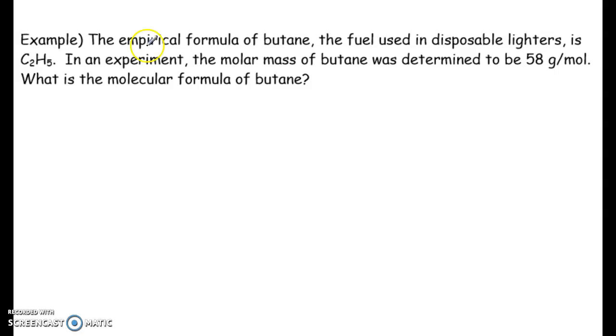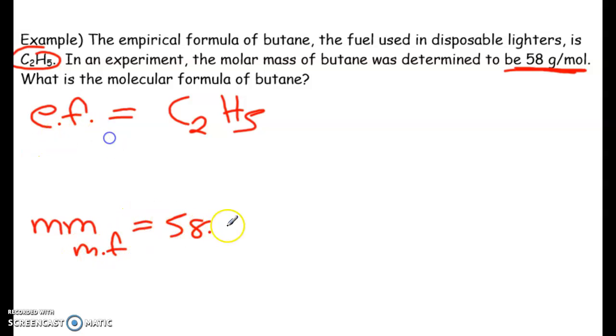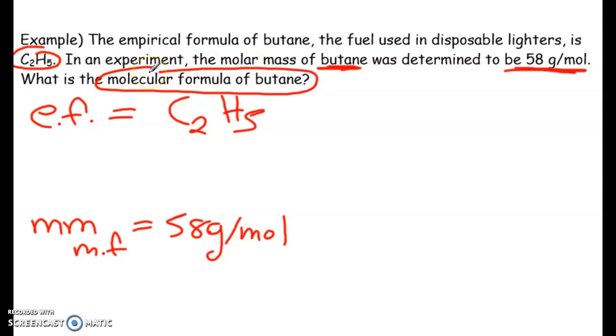The empirical formula for butane, which is a fuel used in disposable lighters, is C2H5. So they're giving us the empirical formula this time, C2H5. In an experiment, the molar mass of butane was determined to be 58 grams per mole. So they're telling us the molar mass of the actual compound is 58 grams per mole, and we want to know what the molecular formula is.